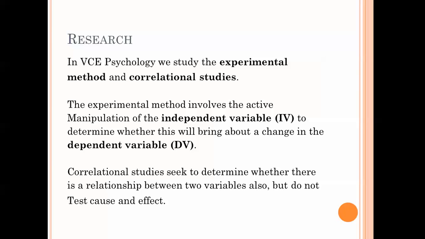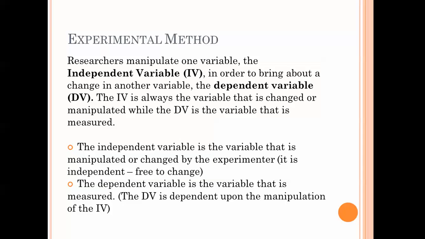done as well. Okay, so when we do the experimental method, the researchers actually manipulate the independent variable. And you can see there I've written down some definitions of both the IV and the DV. So the independent variable is independent, free to change, whereas the dependent variable is dependent upon the manipulation of the independent variable. So it will change depending on the independent variable. You need to get very good at identifying the IV from the DV.